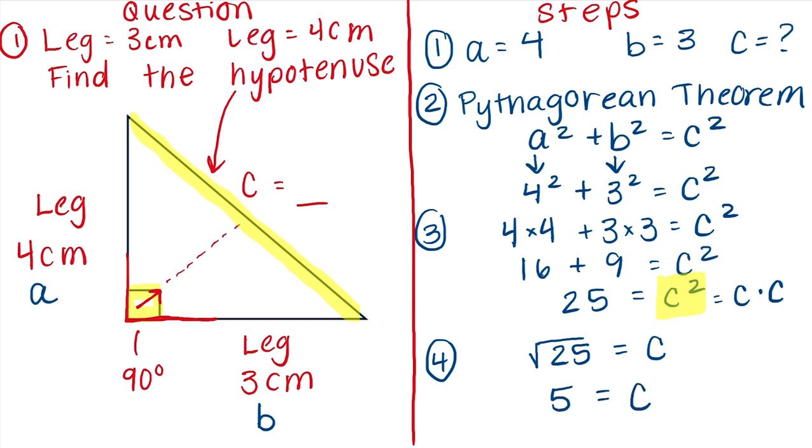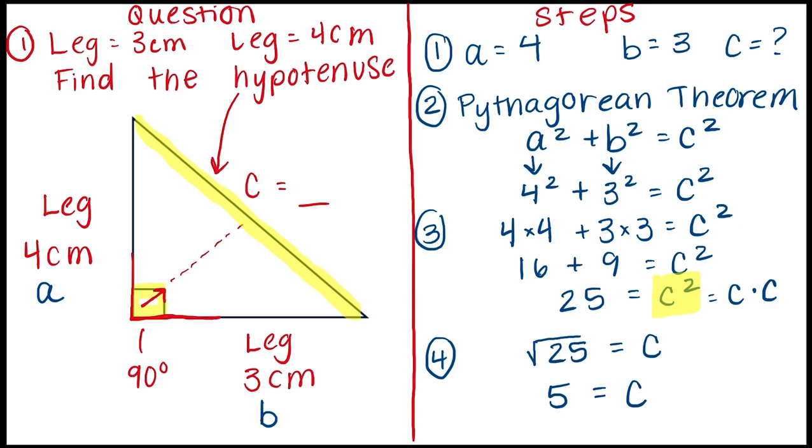And that is C. So my final value for C is 5. I am measuring in this problem with centimeters, so 5 centimeters. And that is my final answer. Remember that the answer to a square root could be positive or negative. Here with our right triangles, we're talking about distance, so we won't use a negative value for C. We'll always opt for the positive answer.